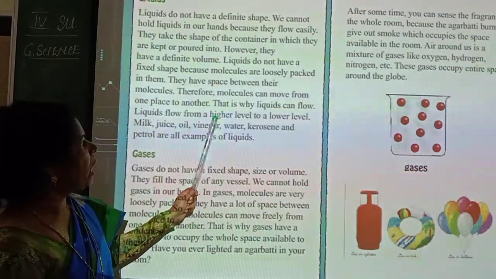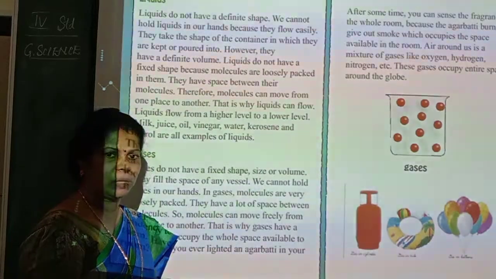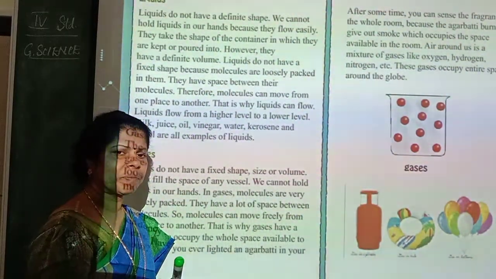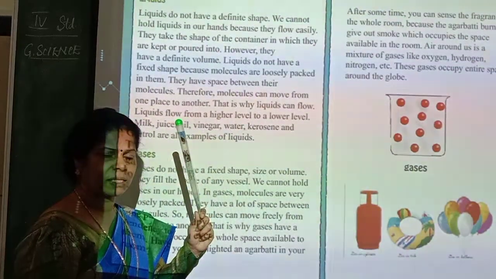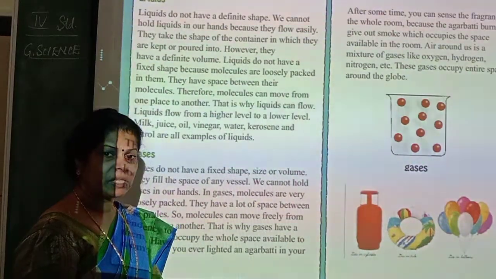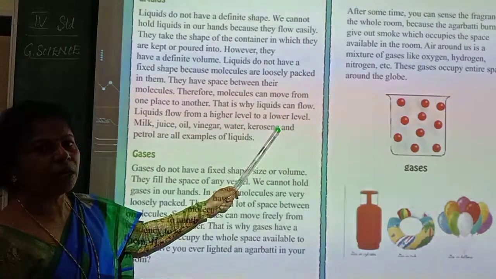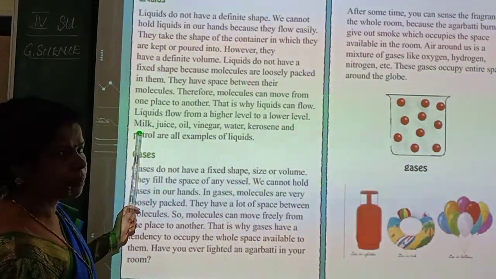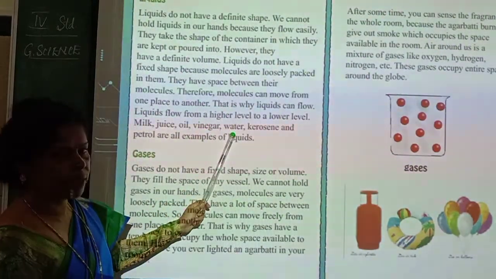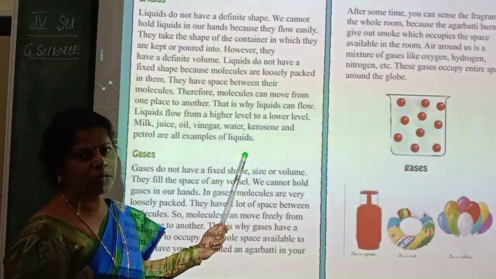Liquids flow from a higher level to a lower level. So, it is very easy for them to move from a higher level to a lower level. That is why normally you see the tanks and all that. Where are they kept? They are kept as overhead tanks, isn't it? So that from there water can easily move down. Otherwise it's very difficult. Liquids flow from a higher level to a lower level. Milk, juice, oil, vinegar, water, kerosene and petrol are all examples of liquids.